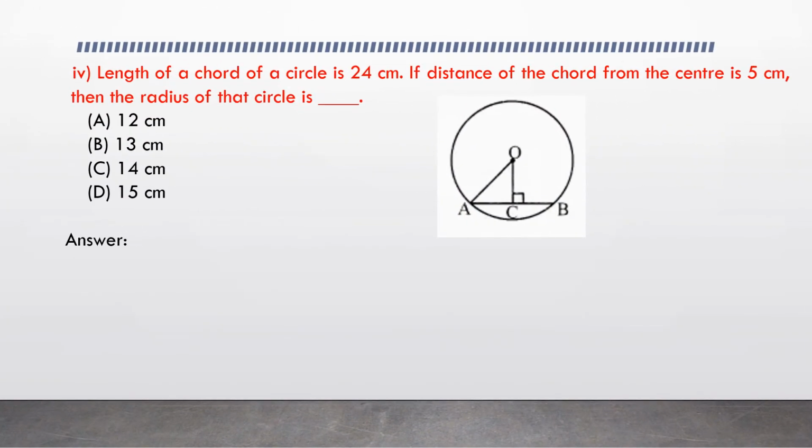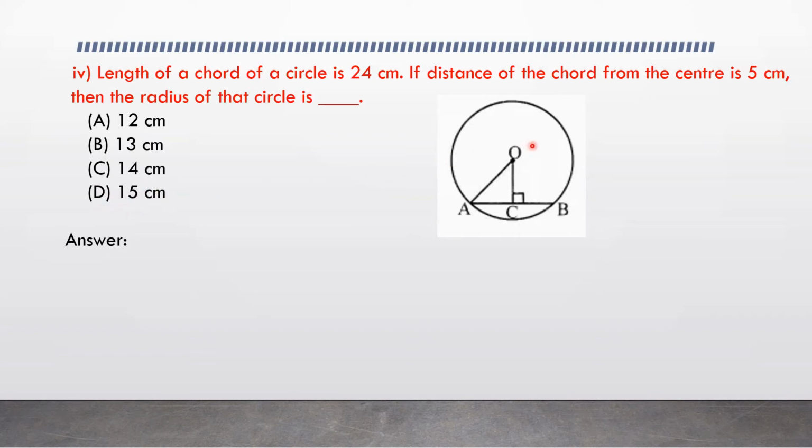Question 4. The length of a chord of a circle is 24 centimeter. If the distance of the chord from the center is 5 centimeter, then the radius of that circle is dash. Options are A is 12 centimeter, B is 13 centimeter, C is 14 centimeter, D is 15 centimeter.